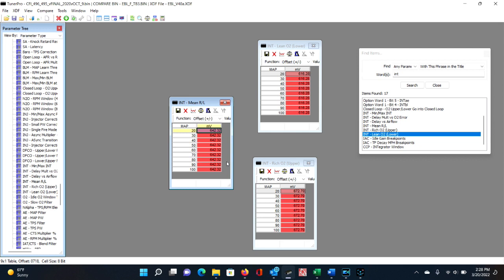Now, what I did is I used my wideband oxygen sensor to walk in these values right here. Well, what does 14.7 for my car look like? Well, it looks like about 642 millivolts. What does about 14 flat look like? 13.8 to 14 flat.